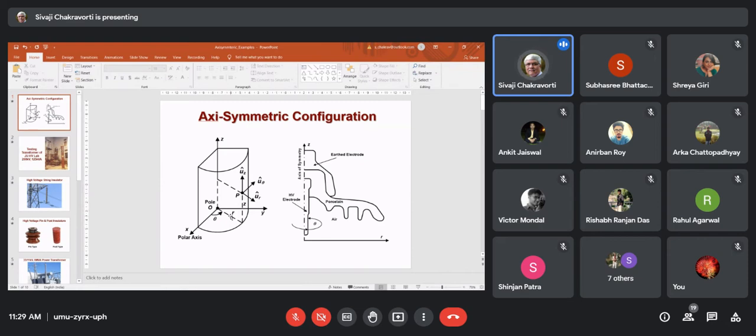For example, on the right side, you see a figure. Can you identify what this is? Which object is this one? Disk insulator. Right. So, this is a disk insulator. But this is not the entire insulator. What is it? It's a cross section. That too, not the entire cross section. It's only half of the cross section.